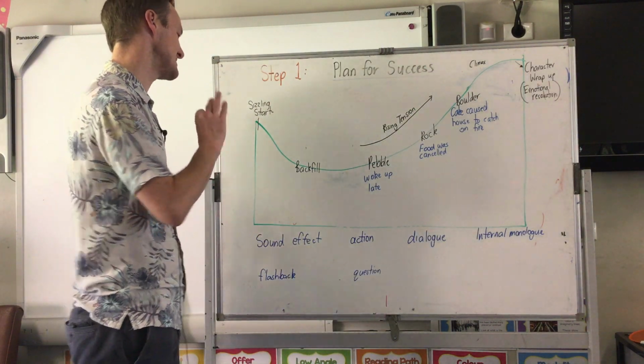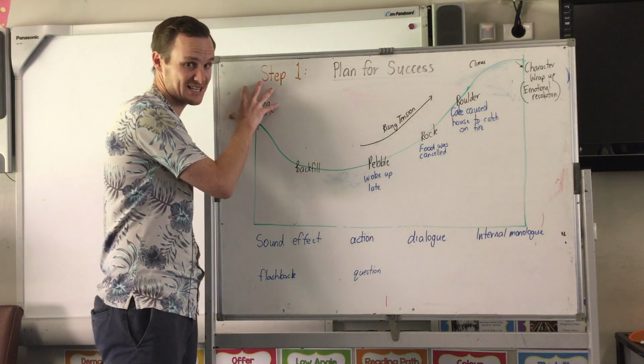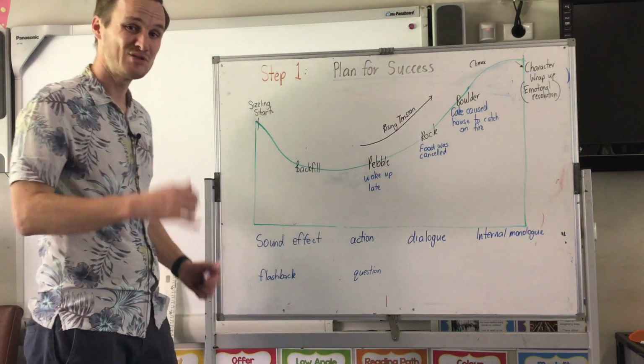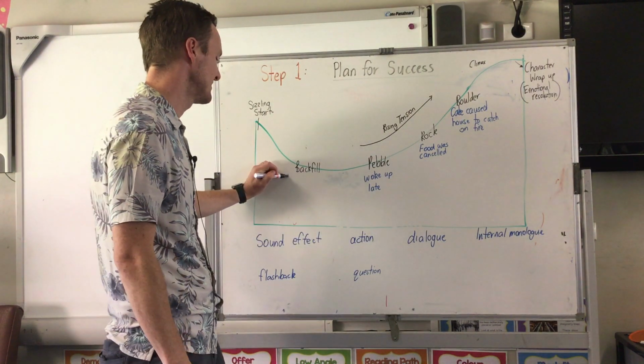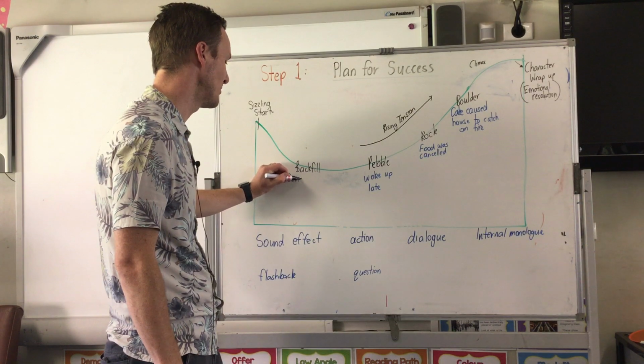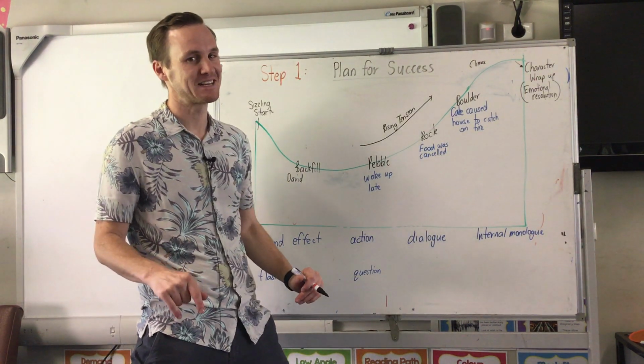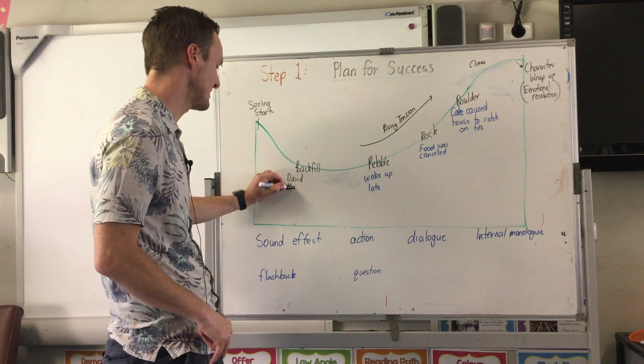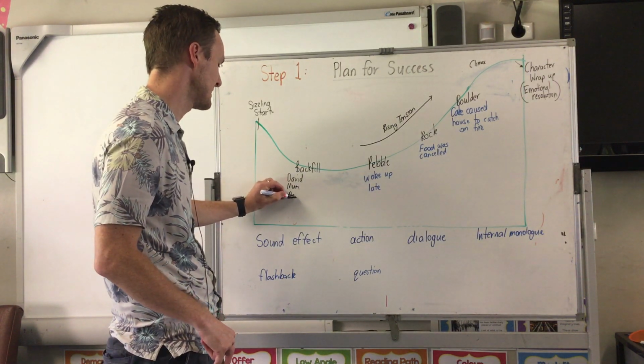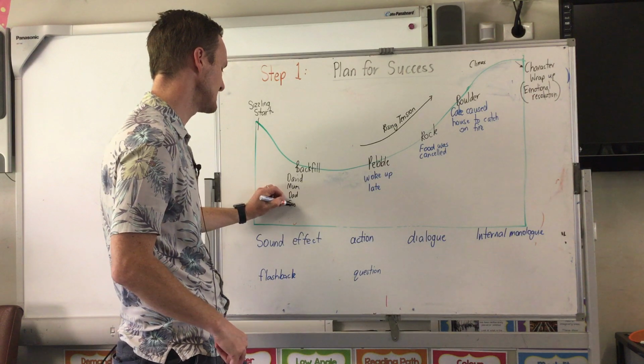So let's go back to our backfill. We're going to start here. We're not going to start at the sizzling start, we're going to start at our backfill. Who's in the story? Today's story, the party is going to be about a man or a boy called David. Since it's my birthday coming up, I get to be the main star of the story. Now, we might have David, his mum, his dad, his sister.